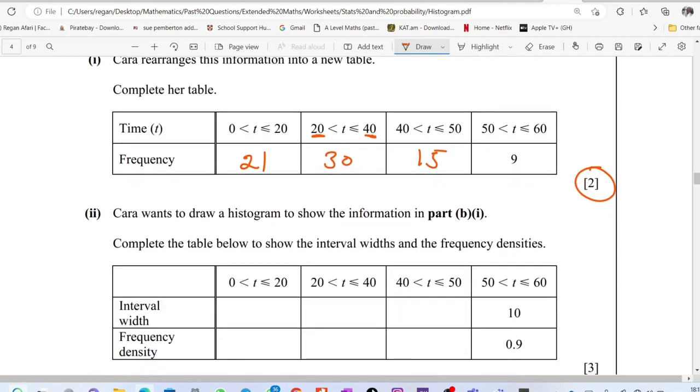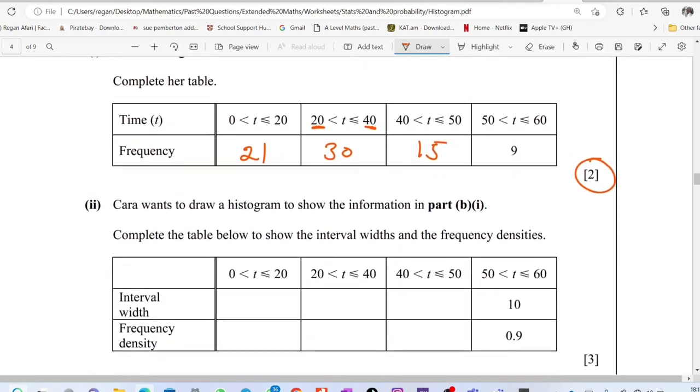Now they want us to do what? Based on this, you get the interval width. So from 0 to 20, the width is 20. 20 to 40, the width is 20. 40 to 50, the width is 10. Great. Then they want us to do the frequency density.